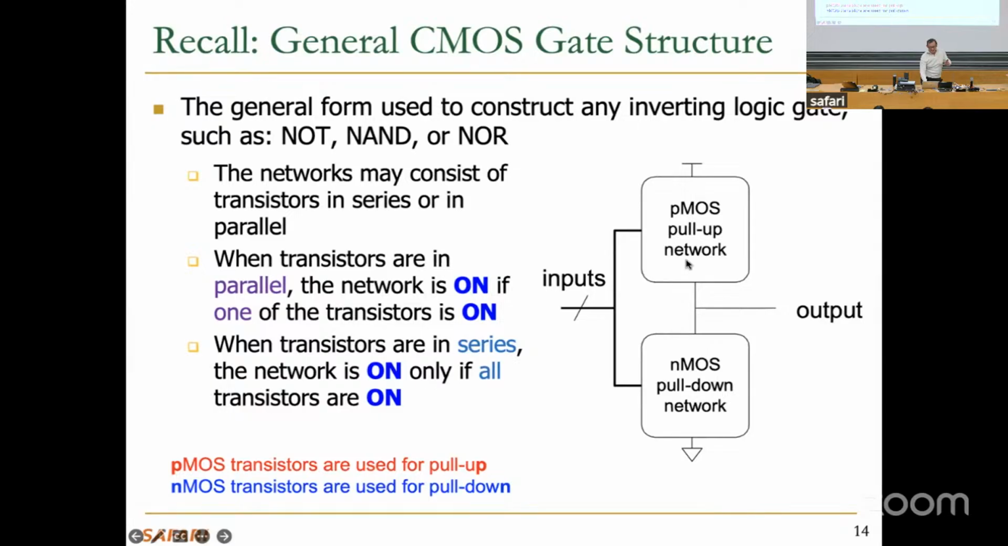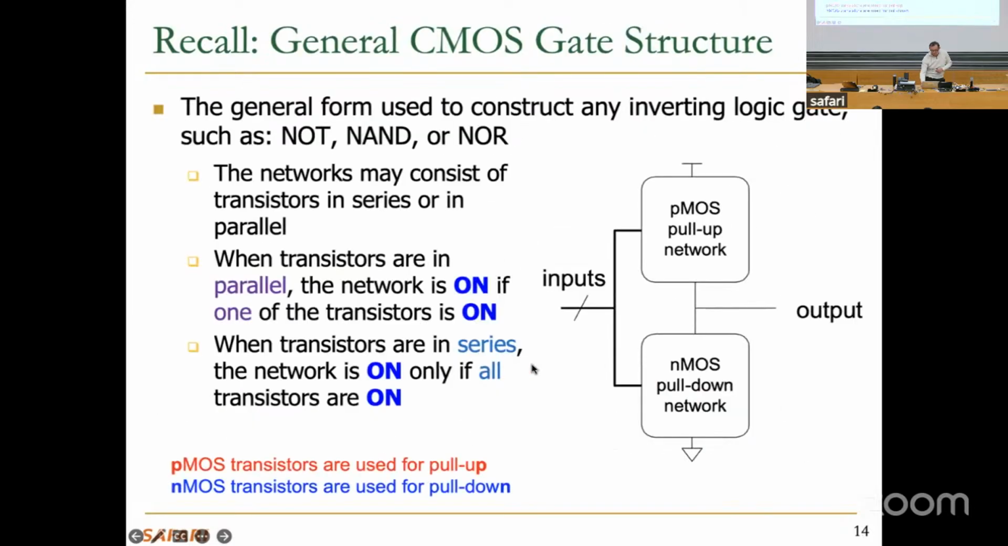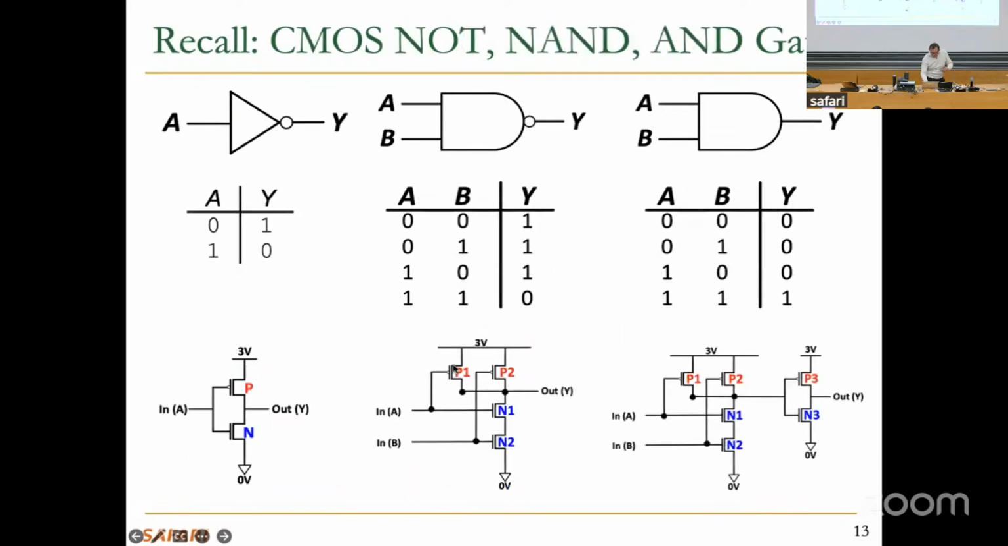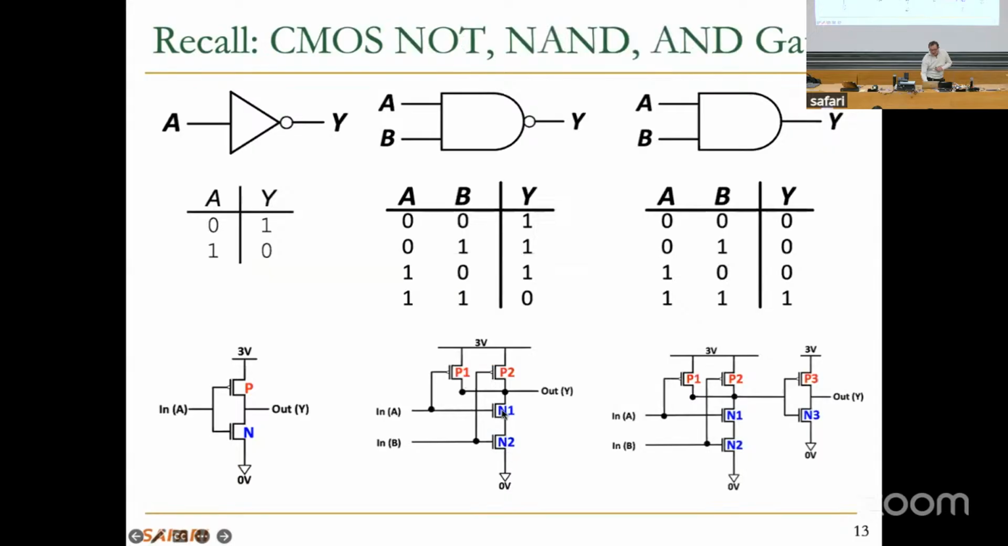And when the transistors are in parallel, if one of the transistors is on, the network is on. That's the operation of parallel. If you go back over here, for example, these 2 PMOS transistors are in parallel. And the 3 volts get connected to the output if at least one of them is on. Okay. When the transistors are in series, the network is on only if all of the transistors are on, just like we have seen here.